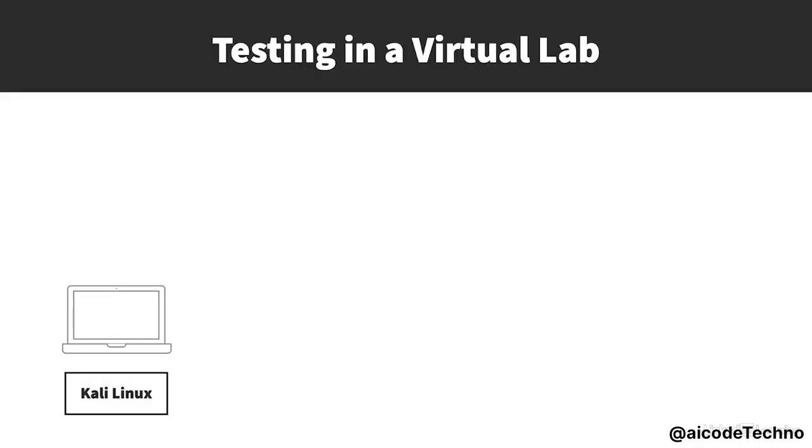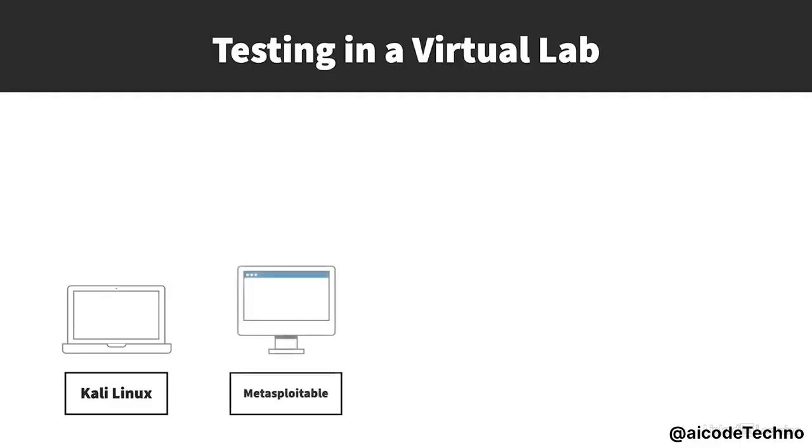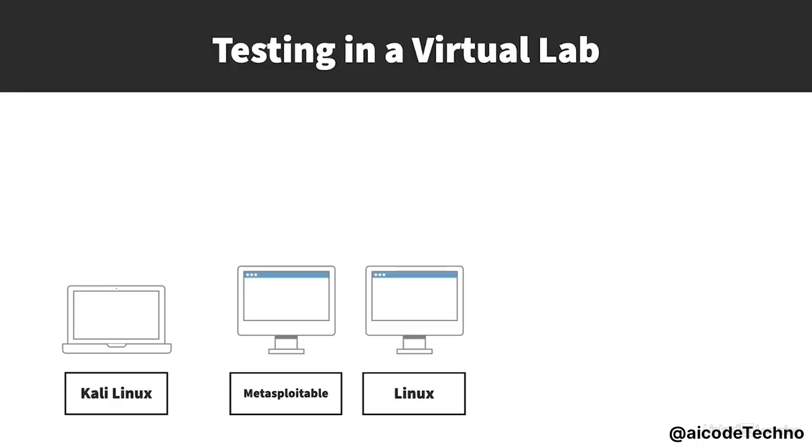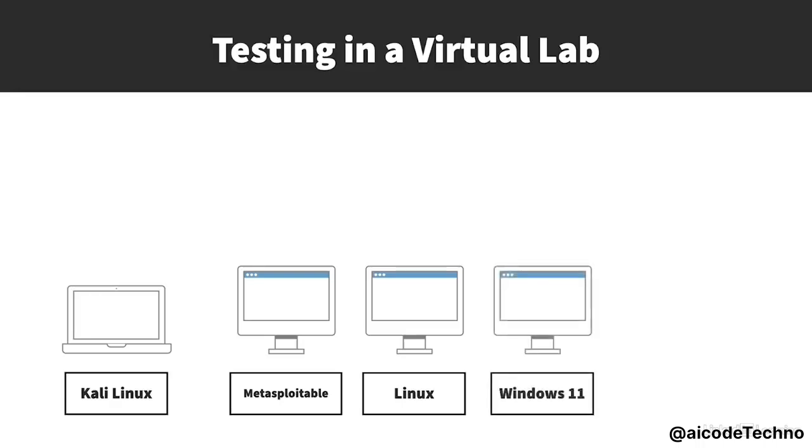We'll need a target to test, and we can set up another virtual machine and load it with the Metasploitable Linux distribution. This is a distribution of Linux which is deliberately insecure and designed to be used for security training purposes. We'll set up a standard Linux host to test against. And we'll also want a Windows target, which we can get using a fully functional Windows 11 system, downloaded from the Microsoft website.